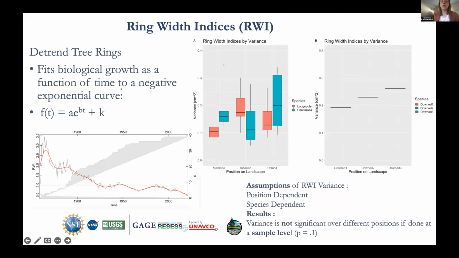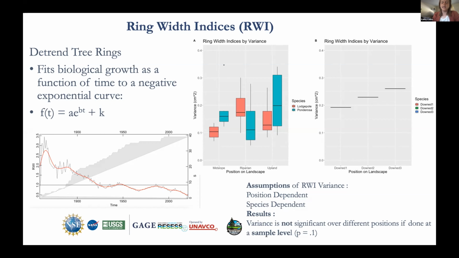We use two main methods of analysis for these, basal area increments, or BAI, and then ring width indices, or RWI, to analyze these. So first off, RWI is a method of detrending tree rings, and it's fitted to a curve. So we can compare tree rings because all trees grow differently, and we have to standardize the tree rings to compare them to each other.